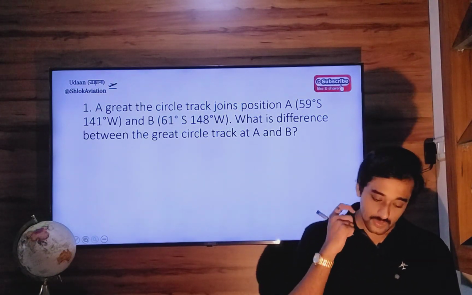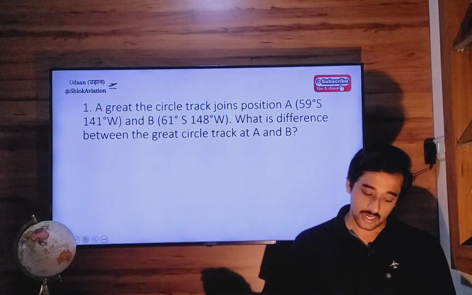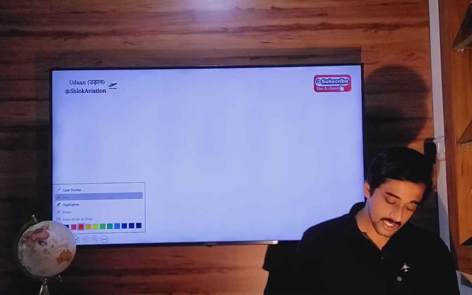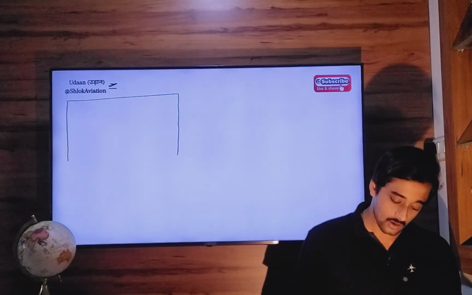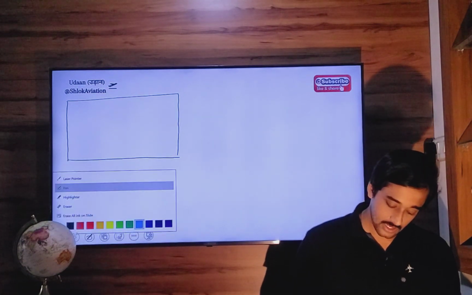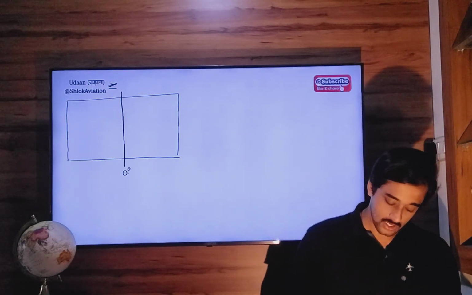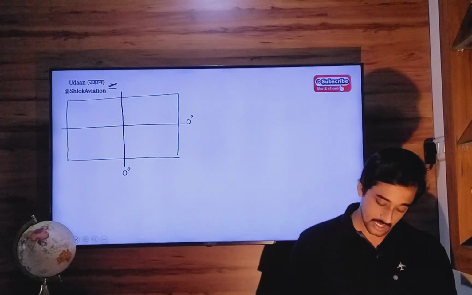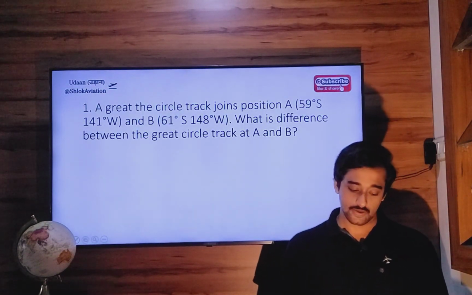So let's plot this. Both positions are in the southern hemisphere, and so let's say this is your horizontal representation of the Earth's surface. This is your prime meridian, 0 degree. This is your equator, 0 degree. So the first position is 59 south, 141 west.